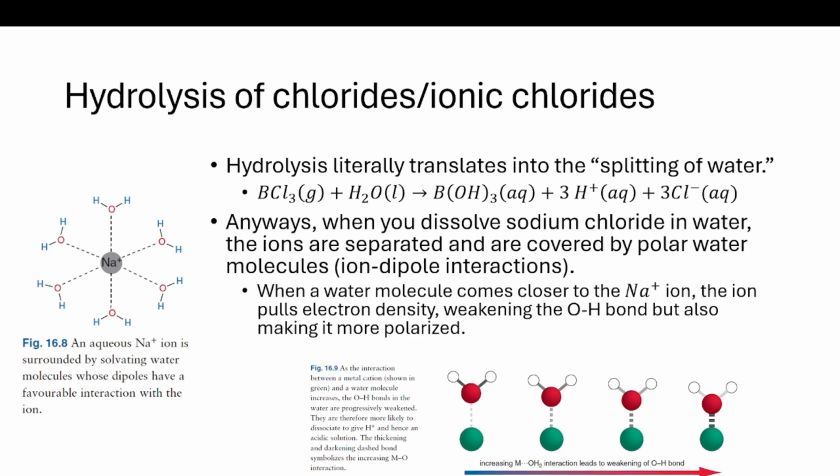Anyways, if we look at an ionic chloride, which is specifically sodium chloride, just for this case, those ions are going to be separated. And those ions, both the cation and the anion, are going to be covered by polar water molecules. And that's because, well, water is naturally a polar solvent. And so there's going to be a dipole, and that dipole is going to very much interact with the charges of the ions. Now, you can see on the image to the left, we have pretty much an aqueous sodium ion that's surrounded by these polar water molecules.